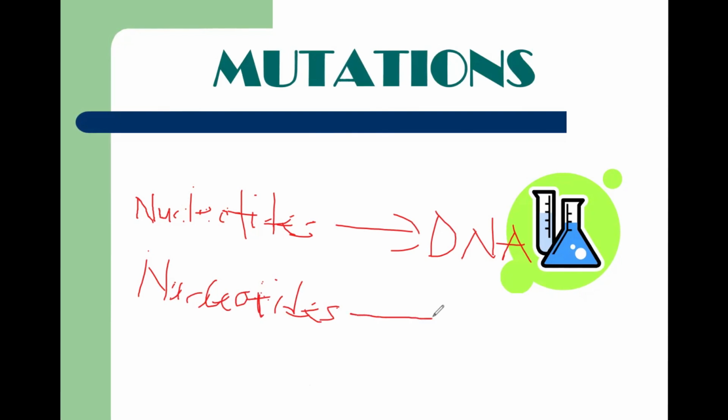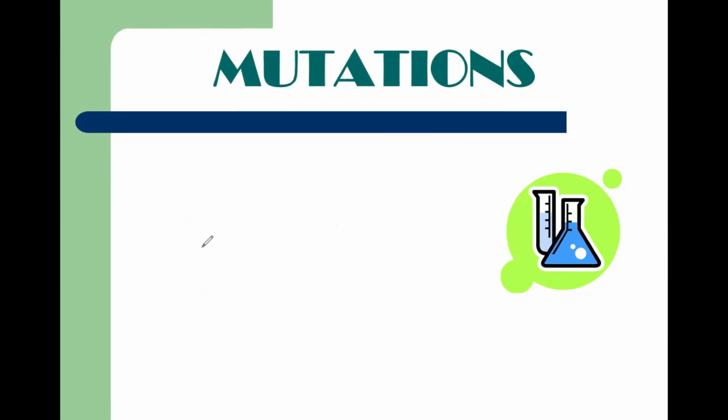In a DNA, you can have millions and billions of these nucleotides. For example, in human beings, we have about 3 billion nucleotides that construct to form the DNA. So what is a mutation? A mutation is a change in the nucleotide sequence of the DNA.